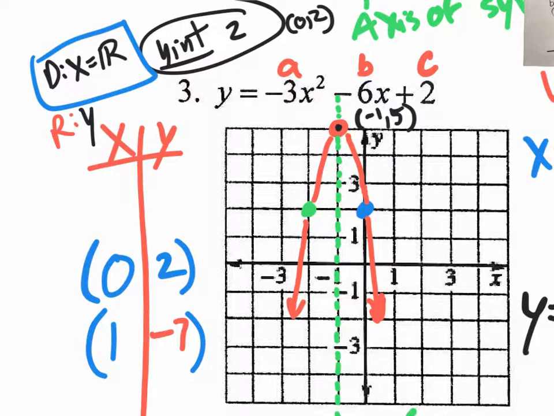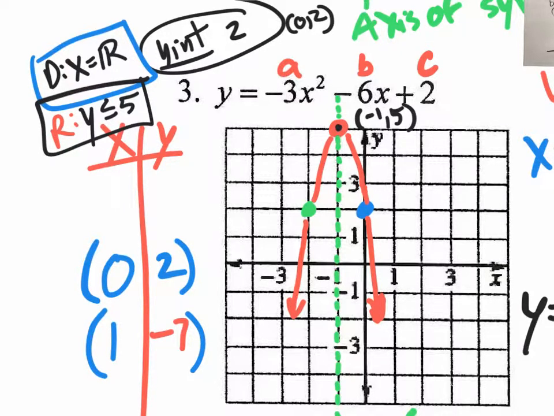I mean, think about it. This parabola, it's going up, it's going up, it's going up. It reaches that maximum height 5 and then it comes back down. So where's this parabola at? It's right here. It's below that value of 5. It's not up here. It's not above 5. It's below 5. So what are we going to write as the range? Y is less than or equal to 5.